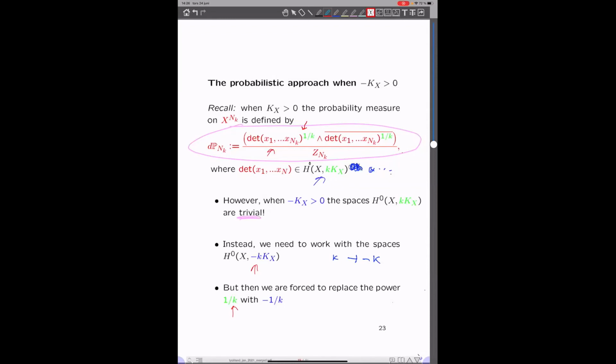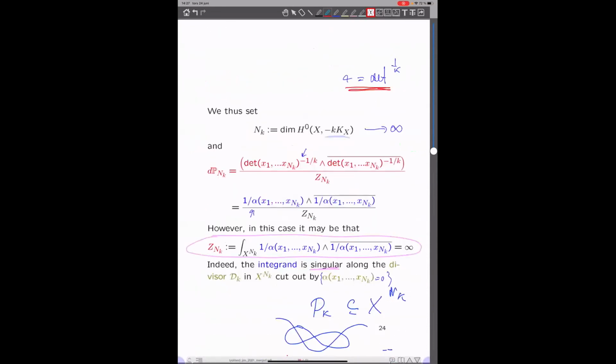Okay, so we can do that. I can work with those spaces. But then in this definition, I will have to change k to minus k. Otherwise, this probability measure will not transform in the correct way. It will not be globally well defined. So basically the message is that everywhere we had a k, we just replace it with minus k. So now nk, the number of points, will be the dimension of this space, and that will go to infinity. I just define my canonical probability measure by replacing k with minus k.